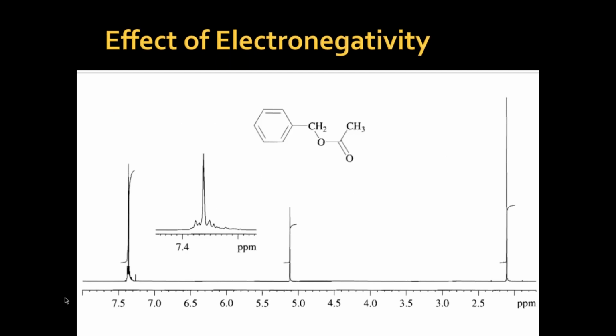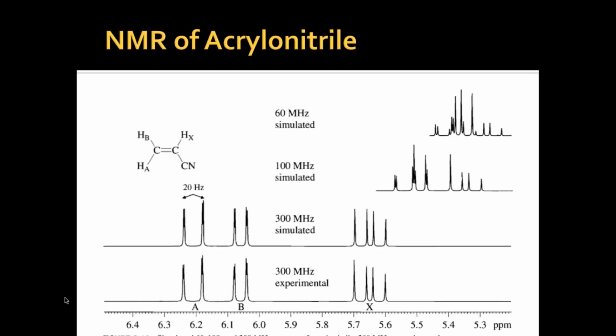So far we have discussed the singlet and doublet, right? We will discuss the triplet and the quadret. But for all those peaks, doublet, triplet, and quadret, there is the difference between the peaks. Let me give you an example. I was showing you the NMR of acrylonitrile. I told you the difference between two peaks is 20 hertz.